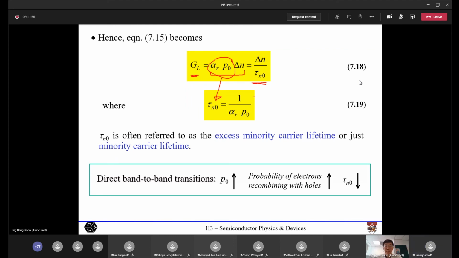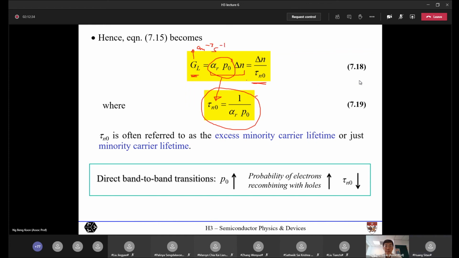How is it so? The way you can think about this is if you look at the units, that is probably an easier way to understand. If you look at the generation rate, what is the unit of the generation rate? It is the number generated per unit volume per unit time, right?